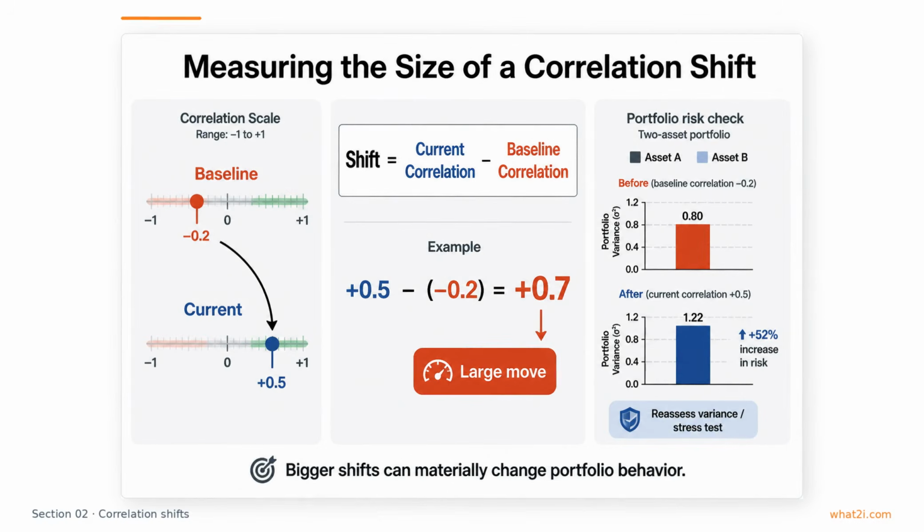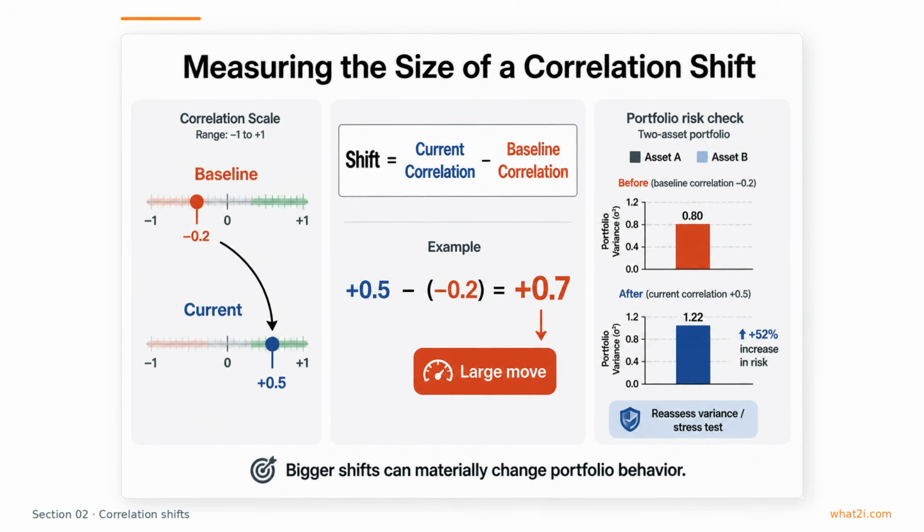One simple way to measure a correlation shift is to subtract the baseline correlation from the current one. If an asset pair moves from -0.2 to positive 0.5, the shift is positive 0.7, which is a large change. That single calculation helps translate a vague sense of instability into something measurable.